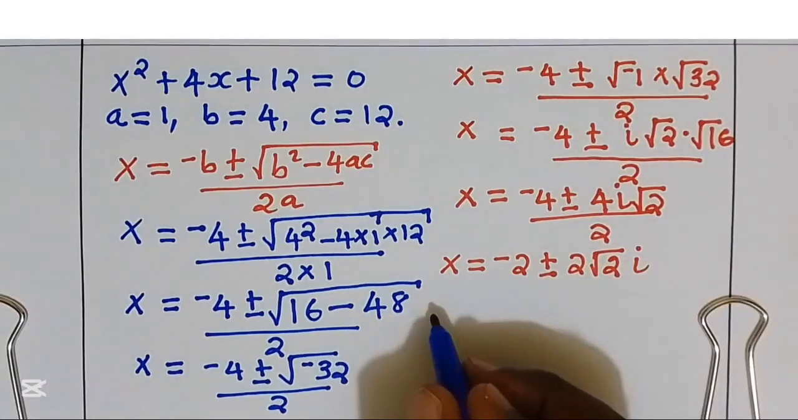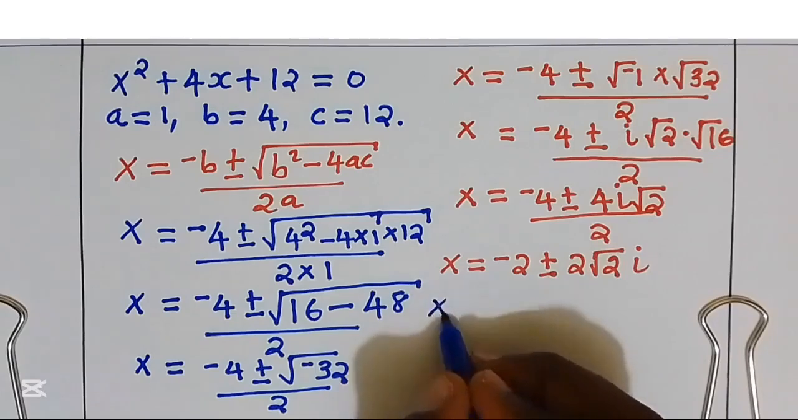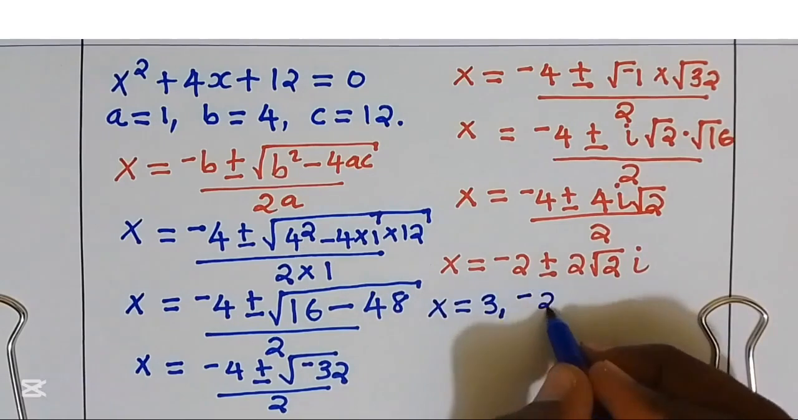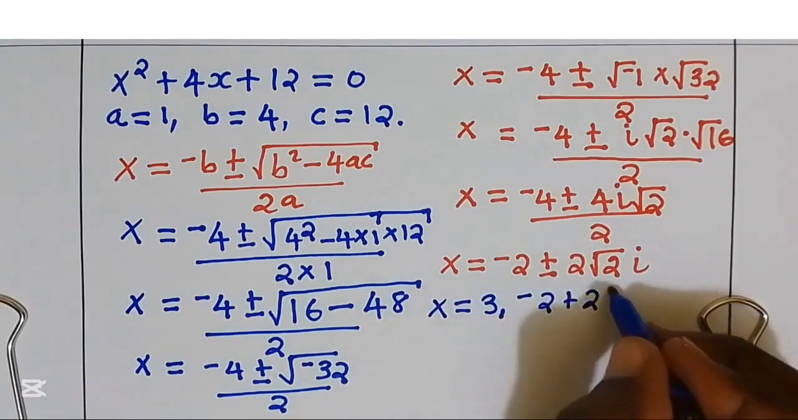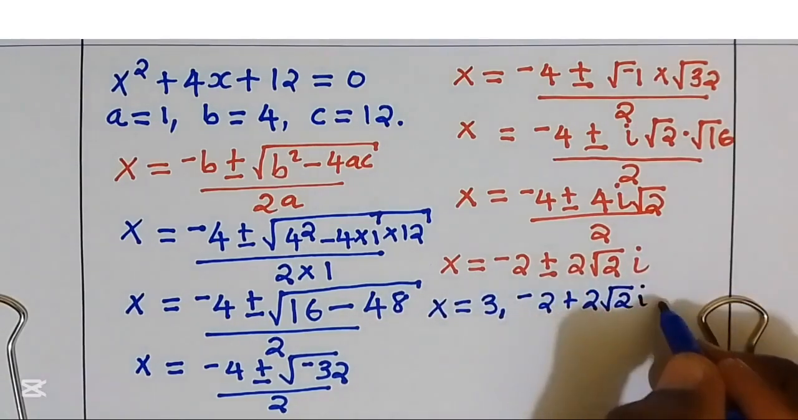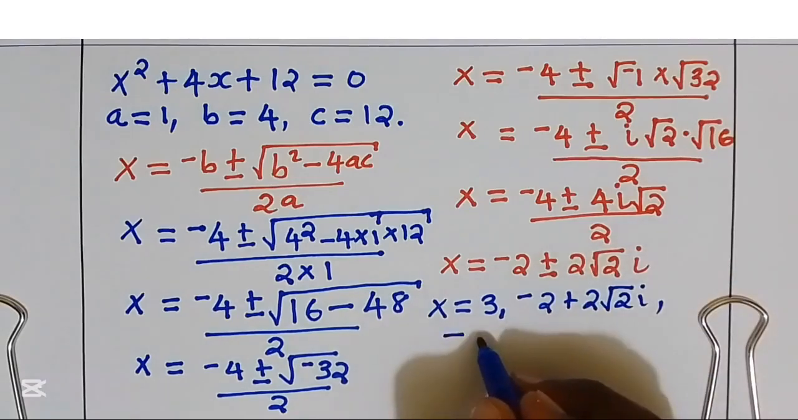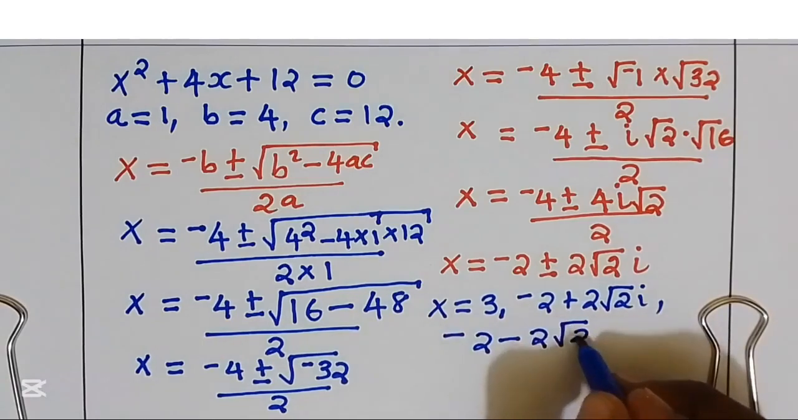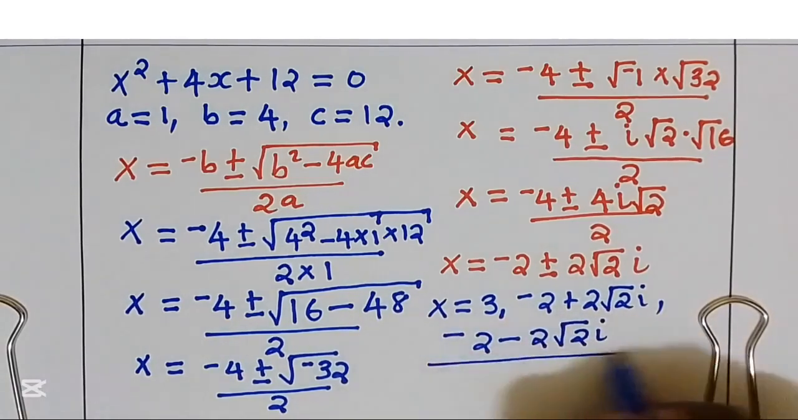Now our values of x are 3, minus 2 plus 2 square root of 2 i, and minus 2 minus 2 square root of 2 i. These are our solutions.